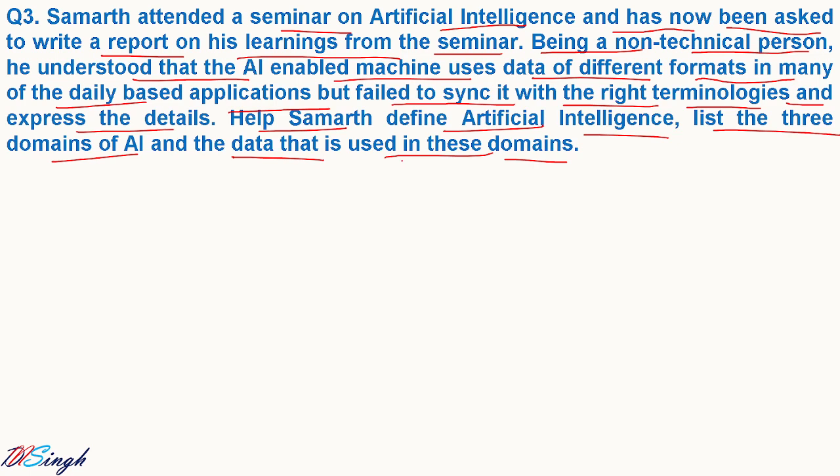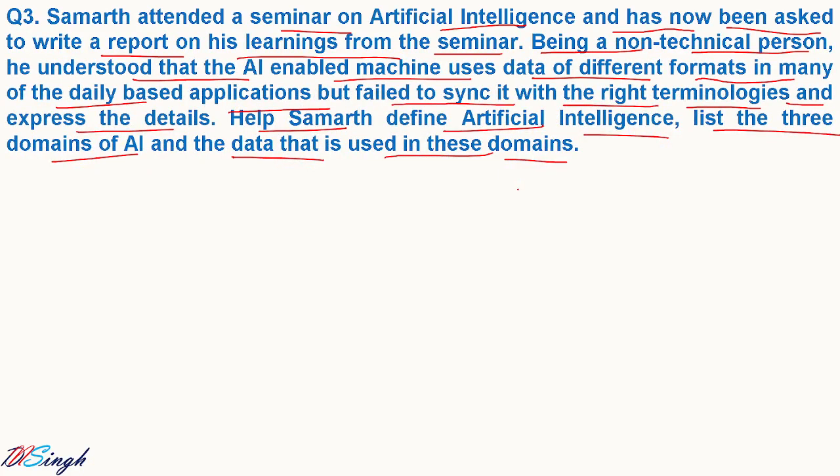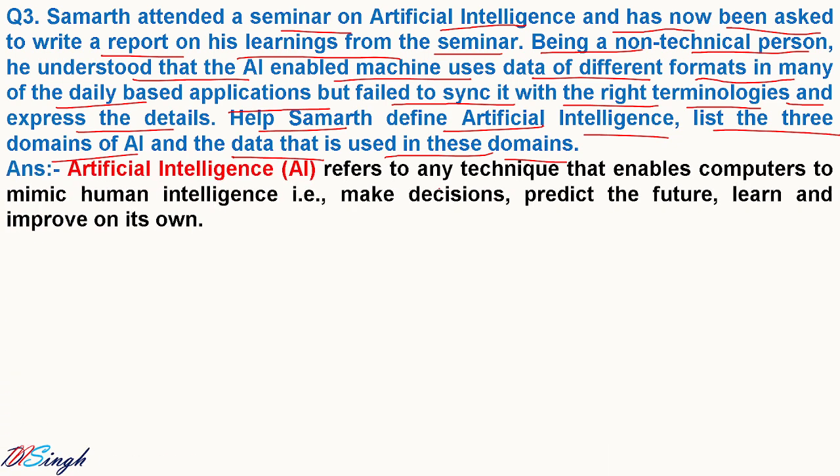The same question is being asked here also. These types of questions are called case based questions. So you have to analyze the question and understand what it is asking. Like in the previous question, it is very easy to understand: define artificial intelligence and list the three domains of AI and the data used in these domains. But the same question is being asked here in a slightly different manner, but the answer will be the same. We have used some different words to give you a greater understanding about this type of question.